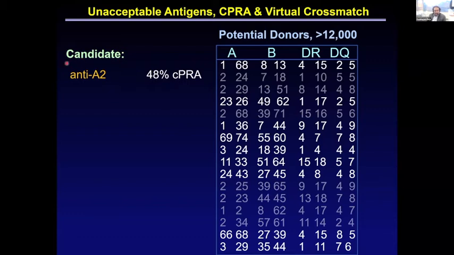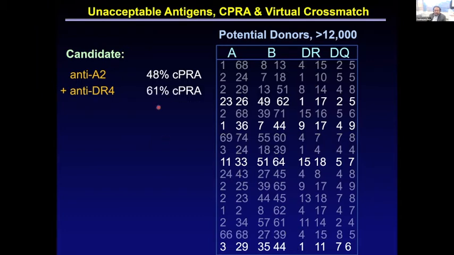So if the patient makes HLA A2 antibodies, 48% of the donors in the deceased donor population will be excluded. If the patient makes more antibodies like DR4, additional donors who have DR4 will be excluded. So that will add more CPRA. So more antibodies, more donors will be excluded. So this is only three antibodies. If the patient has these, 76% of the UNOS donors or unrelated donors will be excluded.